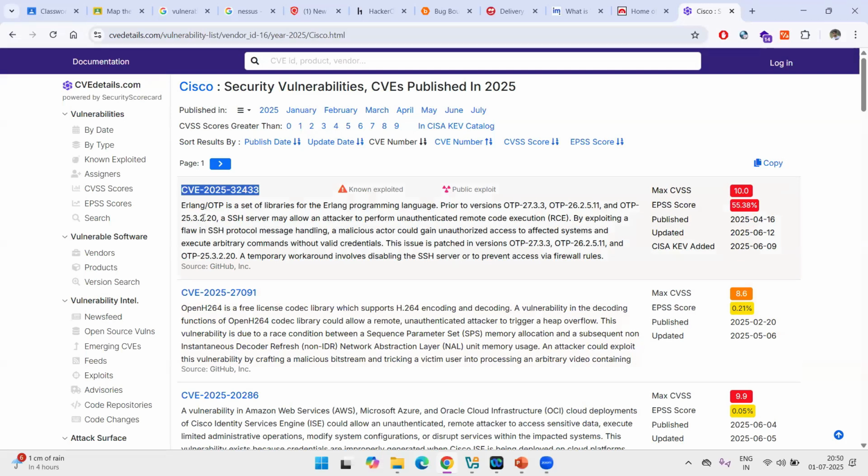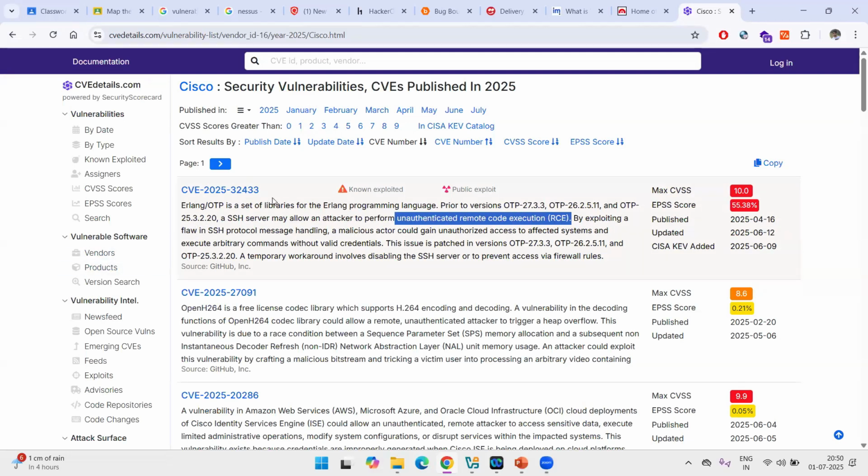This is related to Erlang/OTP, a set of libraries of the Erlang programming language. Versions prior to OTP 27.3.2, 26.2.5.11 and so on: an SSH server may allow an attacker to perform unauthenticated remote code execution by exploiting this SSH vulnerability.